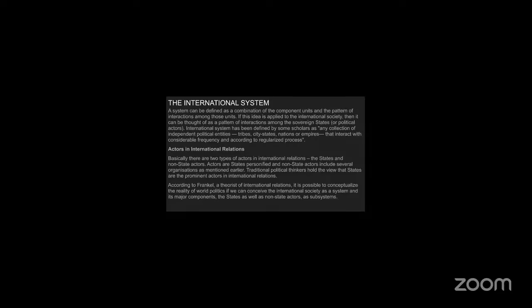So the international system has been defined by many scholars as what? A collection of independent entities. Independent entities are being grouped here, made as one, which means a tribe, city states, nations, or empires, and how they are interacting and how they are regularized with their process. So the structure of international relations is primarily based upon the relations between the states here.